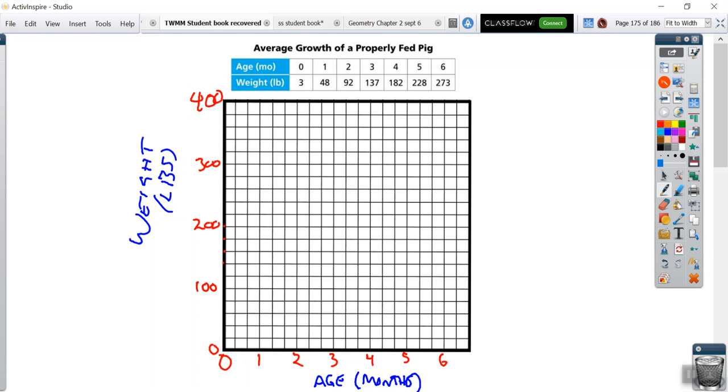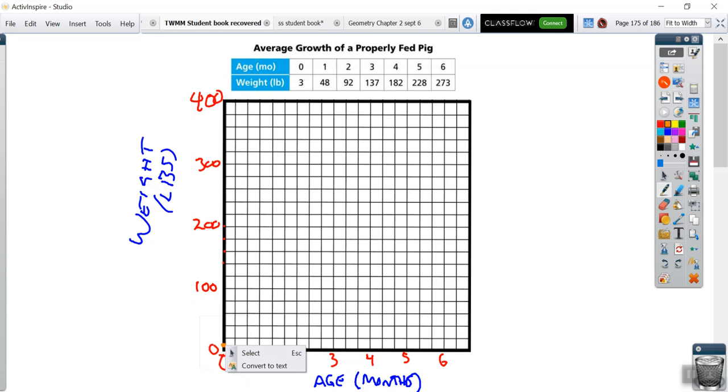So now it's time to graph the points. Our first point is going to go at 0, 3. Well, that's going to be barely recognizable on a scale that's going all the way up to 400. So that's just a slight bit above the origin. So there's our first point.